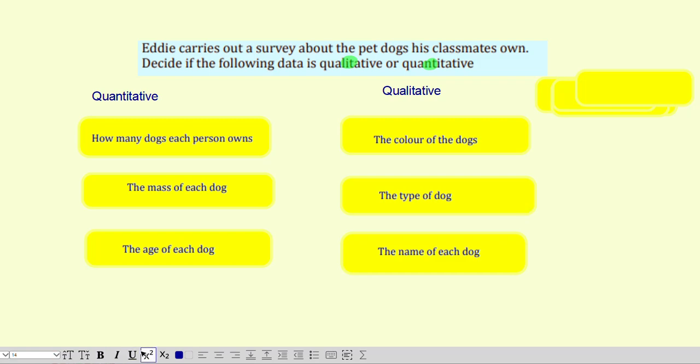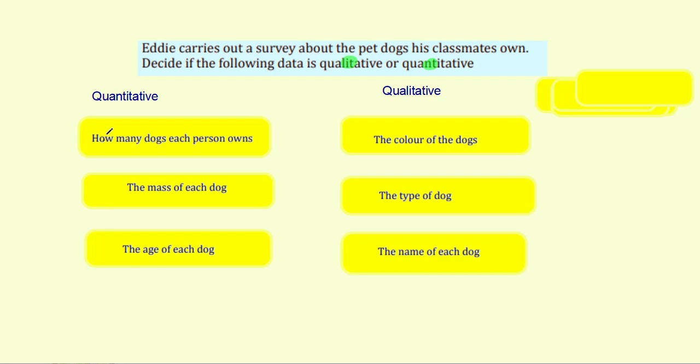Now thinking about whether these would be discrete or continuous, for the quantitative, how many dogs each person owns, that could only be particular values, that's got to be discrete. The mass of each dog is continuous, it could be any value on a scale. The age of each dog, now that one's hard. The age of each dog in years is discrete, okay?